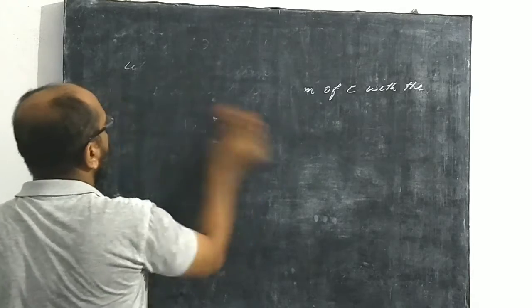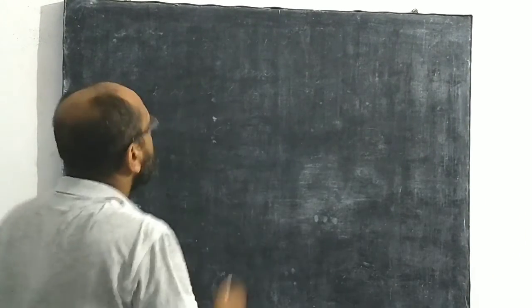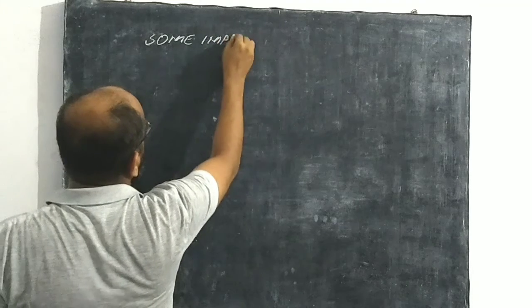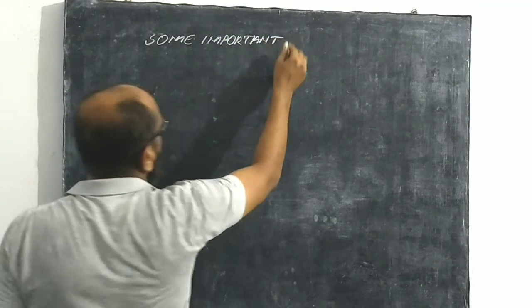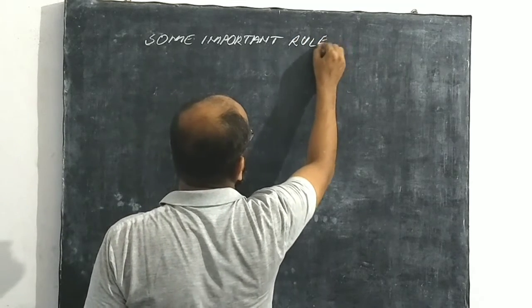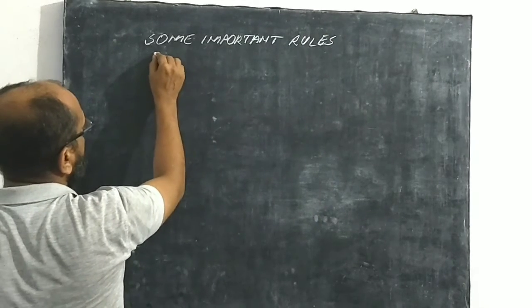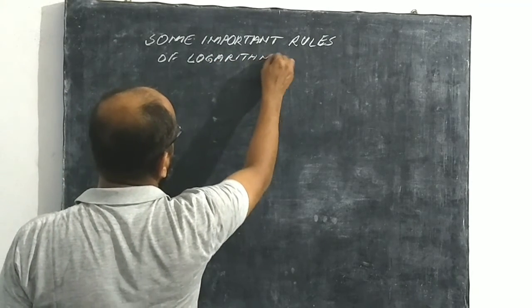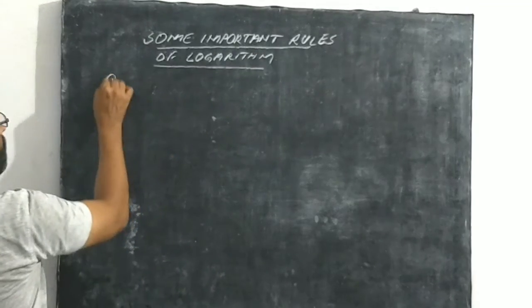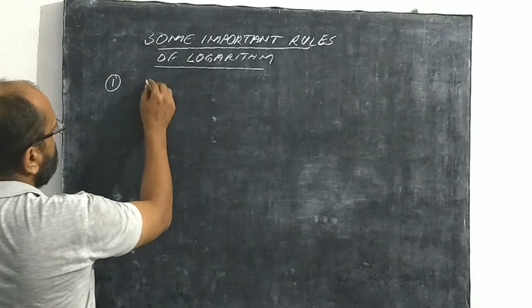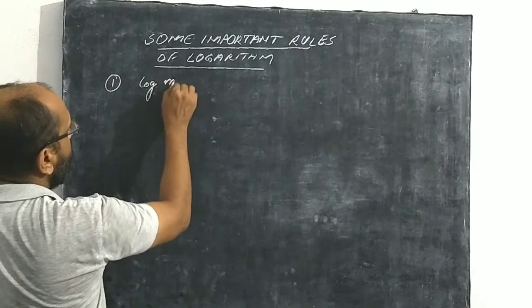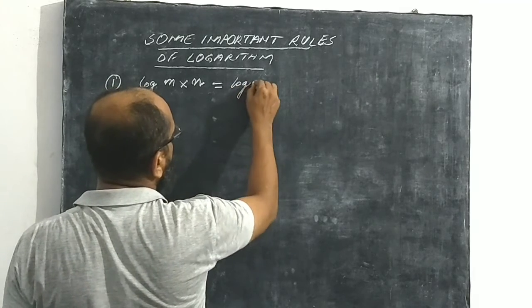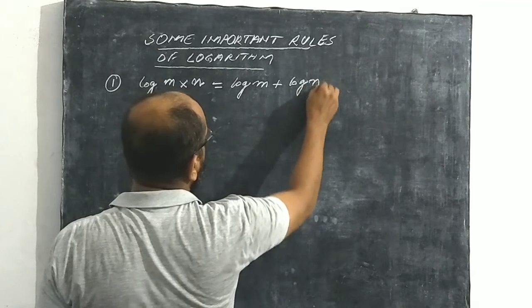Some important rules of logarithm. The first rule, which is called the product rule, is log m into n base a is equal to log m plus log n with the same base.